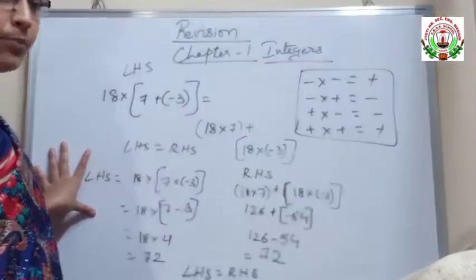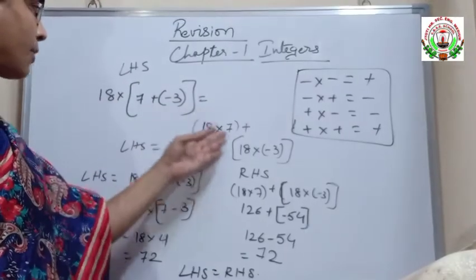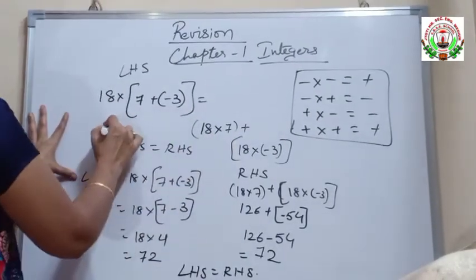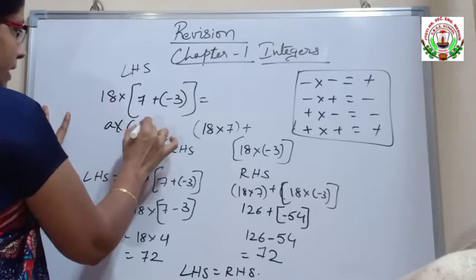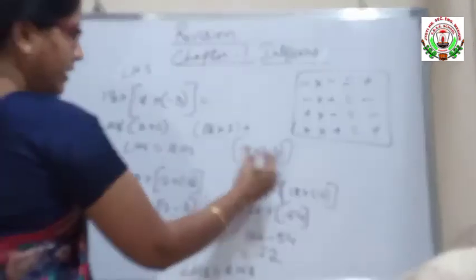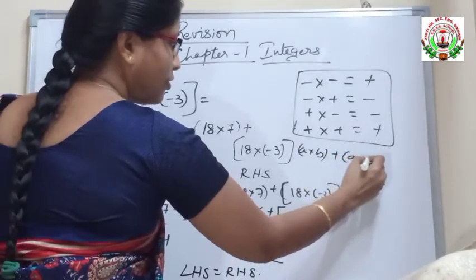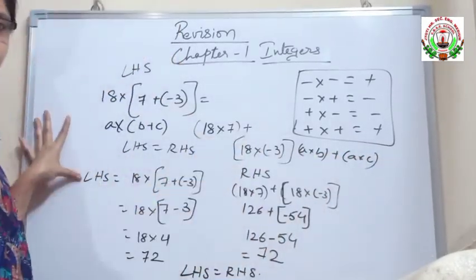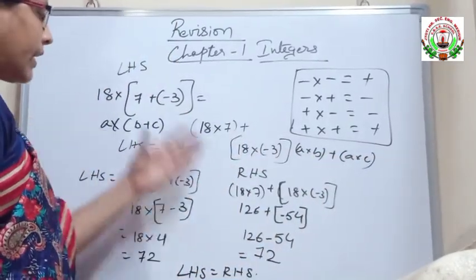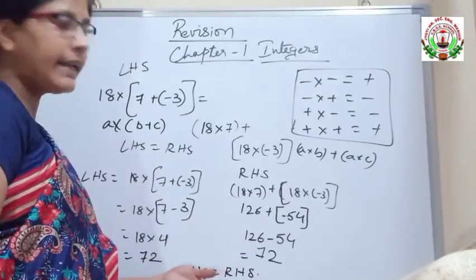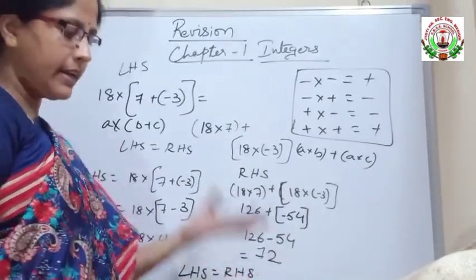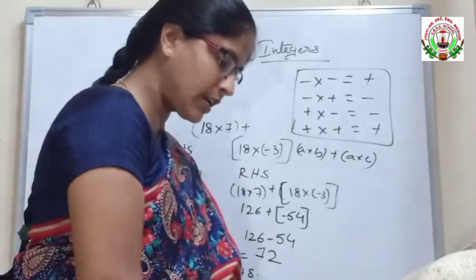Like this we have to prove, and this is the distributive property they have given. Here it is A into (B plus C), and here it is A into B plus A into C. So this is your distributive property, and we have solved it and shown that LHS equals RHS. These types of questions are also given.